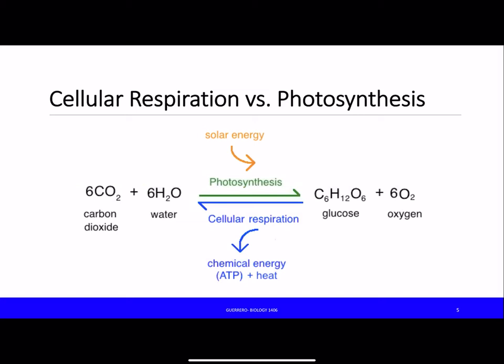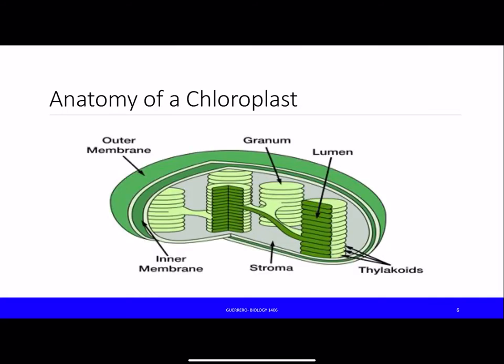So in photosynthesis, carbon dioxide plus water with sun's energy produces glucose and oxygen. With cellular respiration, we're going to break down glucose with the aid of oxygen to create ATP, which is our energy. And at the end of it, we're going to make water and carbon dioxide. So the two reactions are the opposites of each other.